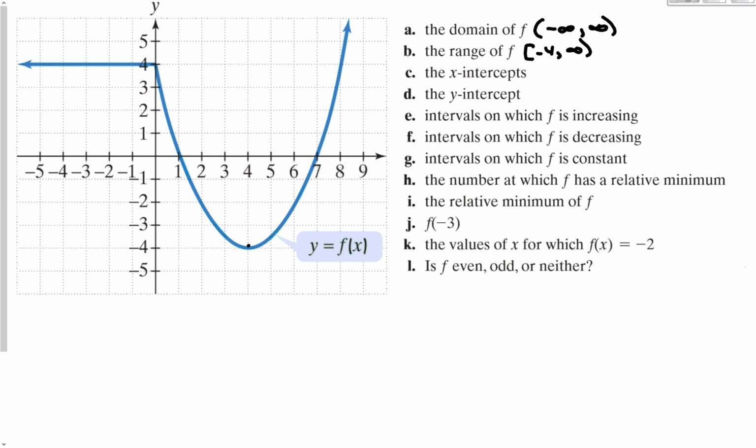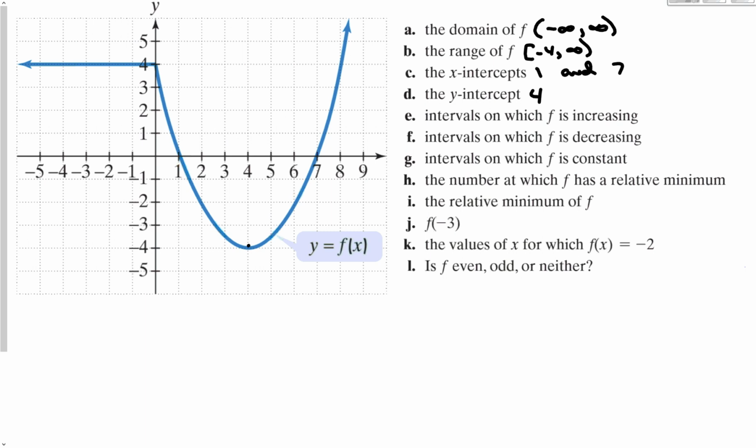This graph has two x-intercepts, two places that it crosses the x-axis, which would be 1 and 7. Or I could write the whole point. I could write 1 comma 0 and 7 comma 0. It has one y-intercept, which is 4. If I wanted to write the point, that would be 0 comma 4.